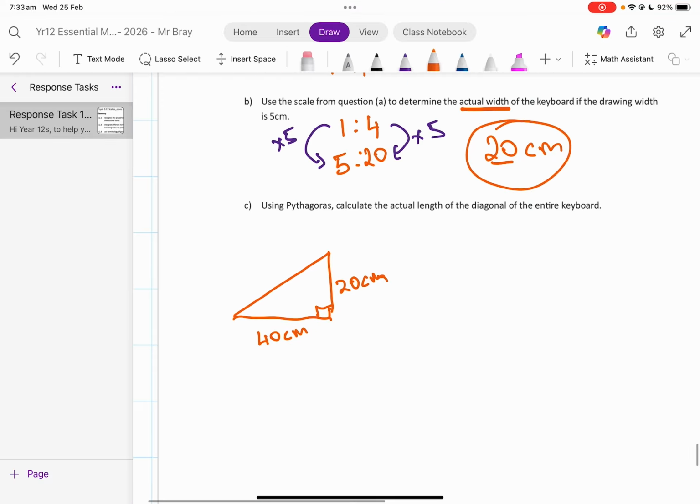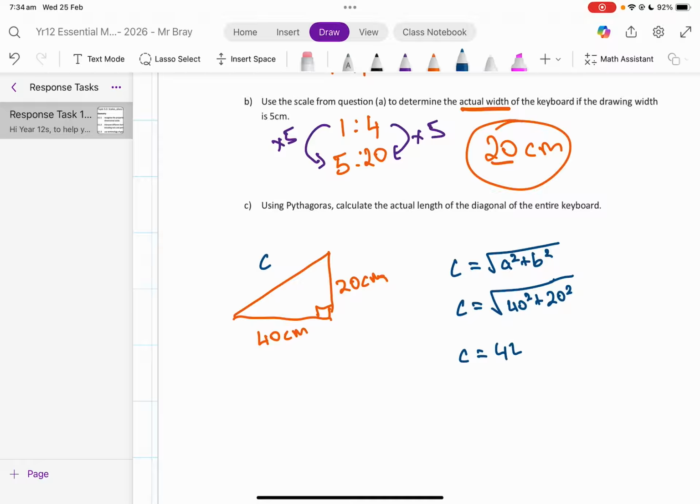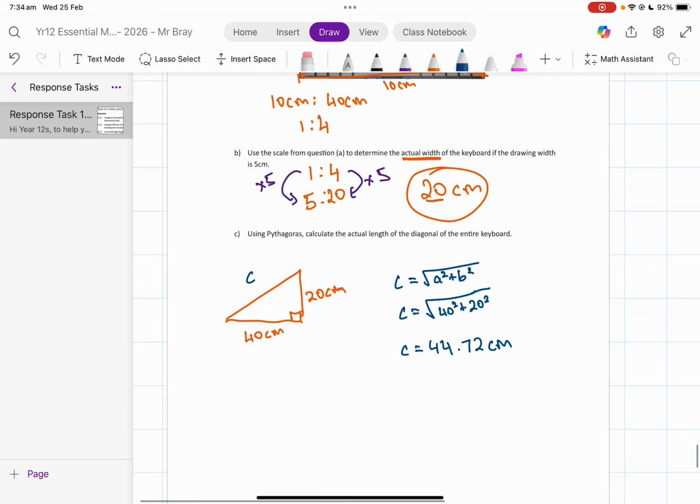And we are solving for Pythagoras, so this is going to be the C side. So this tells us, because we're looking for the hypotenuse, we're using C equals the square root of A squared plus B squared. And in this case, that's 40 squared plus 20 squared. Let's see what that gives us. 44.72 centimeters in real life.